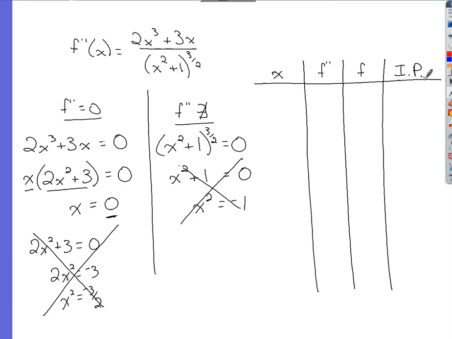So setting up your intervals for the x column. We're starting at -infinity. We're going up to any values we found here by letting the second derivative equal 0 or not exist. So only value we found was 0. We pause at 0, and we acknowledge what happens with the second derivative at 0. The second derivative equals 0 because that's how we found that 0 in the first place. And then we continue on going from 0 to infinity.